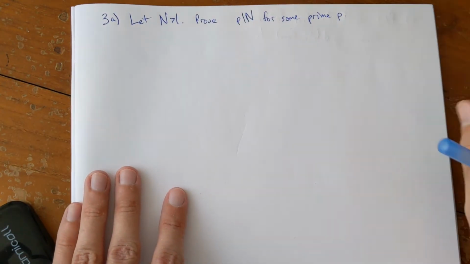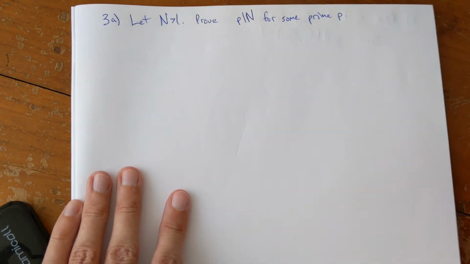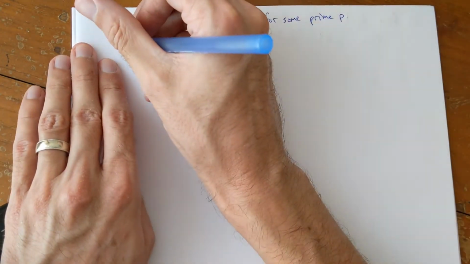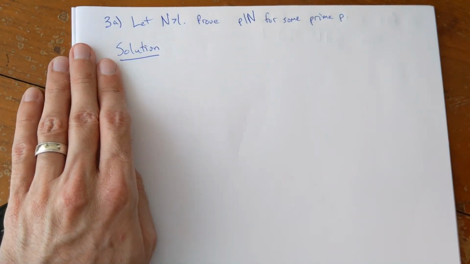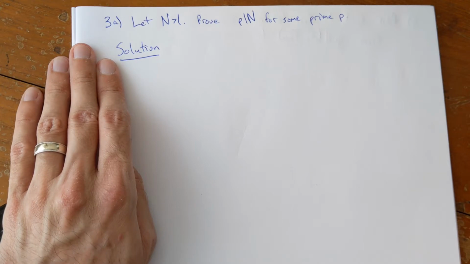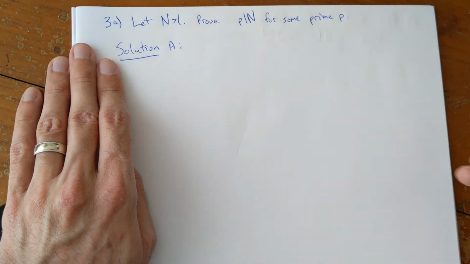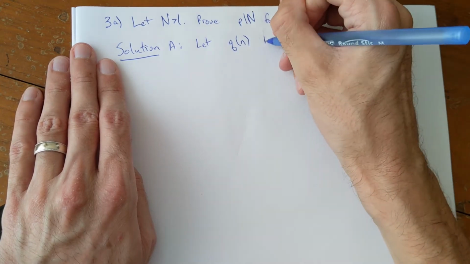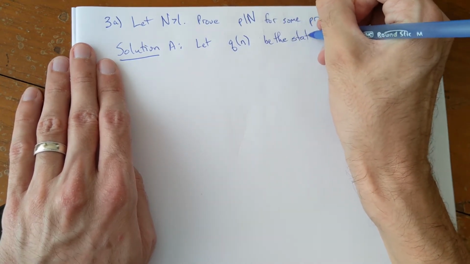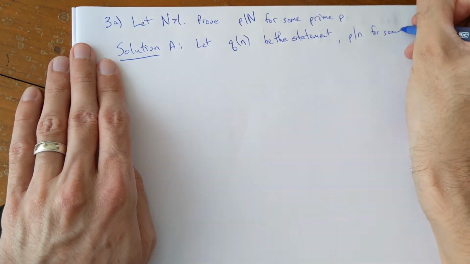This was about induction. We're going to prove that every integer greater than 1 is divisible by some prime. We can either do straight induction, or we can use the well-ordering principle. I'll try and do both. Solution A will be by induction. Let Q of n be the statement: p divides n for some prime p.